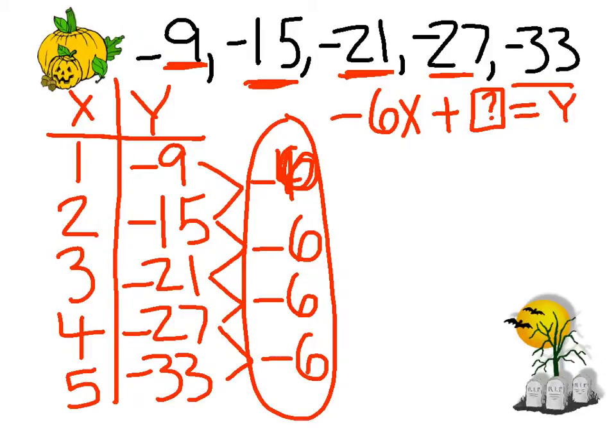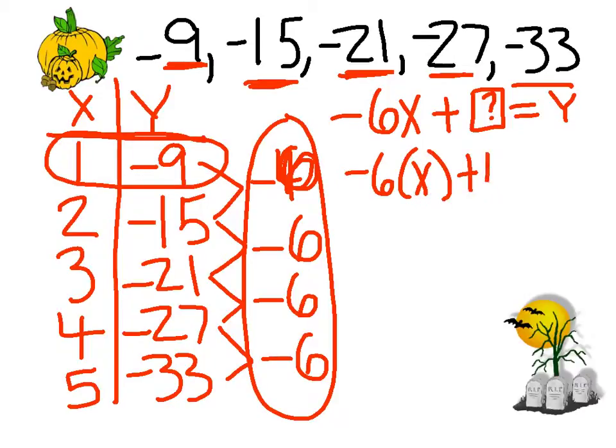Now we need to find what this number is, so we're just going to plug in one of our ordered pairs. I'll just go ahead and use 1 and negative 9. So we plug in 1 for x, and we plug in negative 9 for y. Sorry guys, messing this up a little. Okay, plug in 1 for x and negative 9 for y.